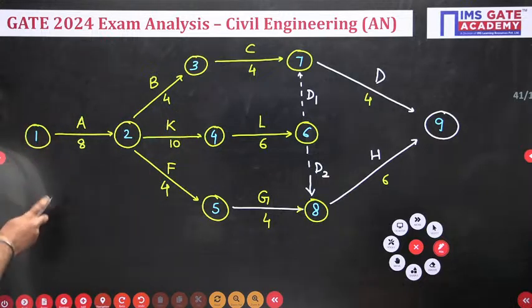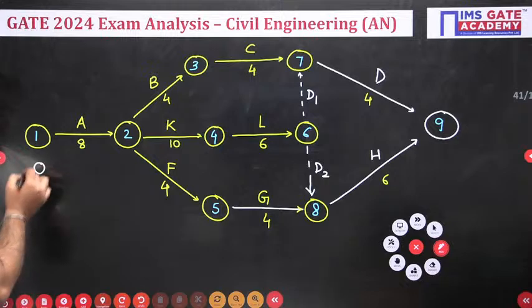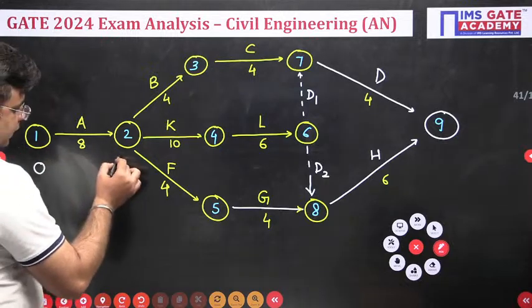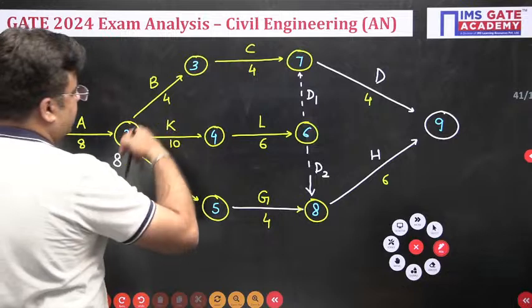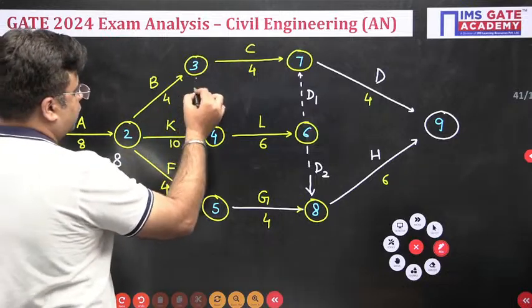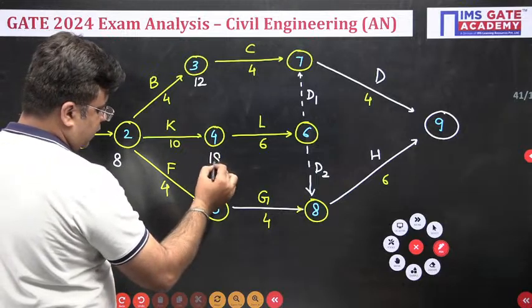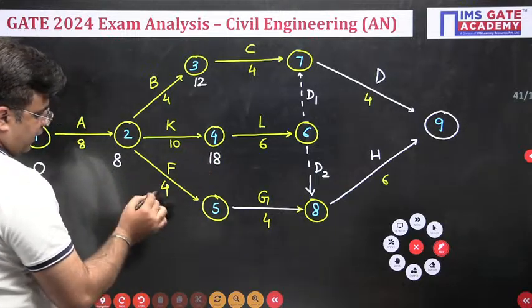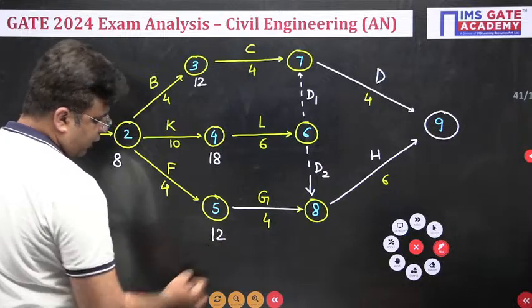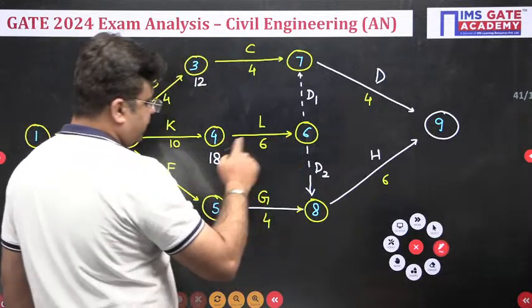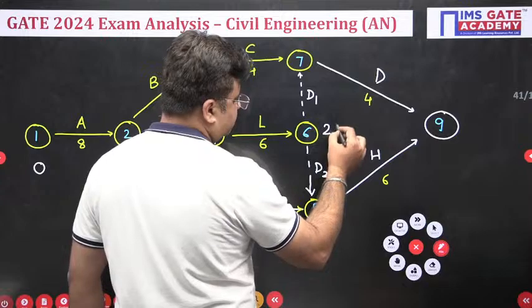So for event 1, the earliest occurrence time is 0. For event 2, it will be 0 plus 8, that is 8. For event 3, it will be 8 plus 4, 12. For event 4, it will be 8 plus 10, 18. For event 5, it will be 8 plus 4, that is again 12, okay. Now for event 6, it will be 18 plus 6, that is 24.